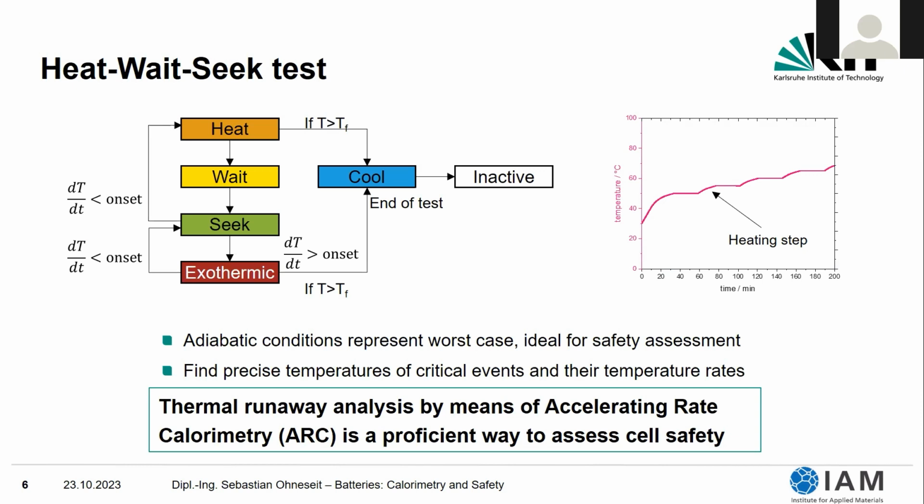The adiabatic conditions that we have inside the accelerating rate calorimeter represent the worst case. That is much worse than you can get in any battery pack. Therefore, they are ideal for safety assessment, but do not correspond to any conditions you will have in a battery pack exactly in that way. We can find precise temperatures of critical events. They still match the real world, those critical events. And we can also quantify their temperature rates, which is very helpful to understand the reactions running. Therefore, we can conclude that thermal runaway analysis by means of accelerating rate calorimetry is a proficient way to assess cell safety.